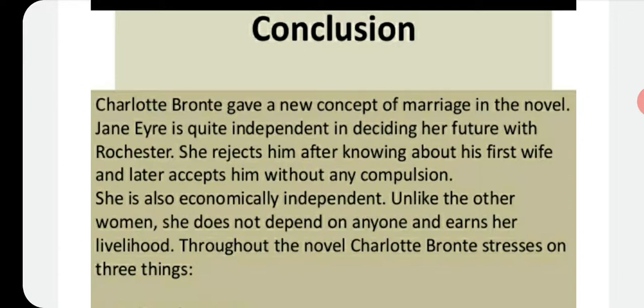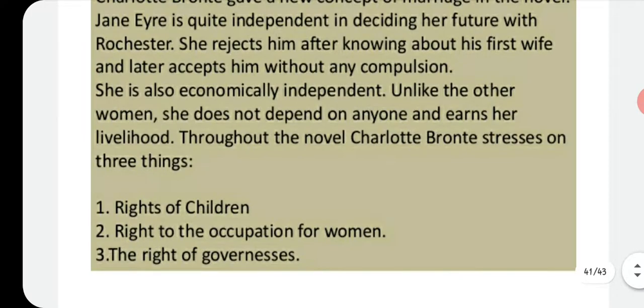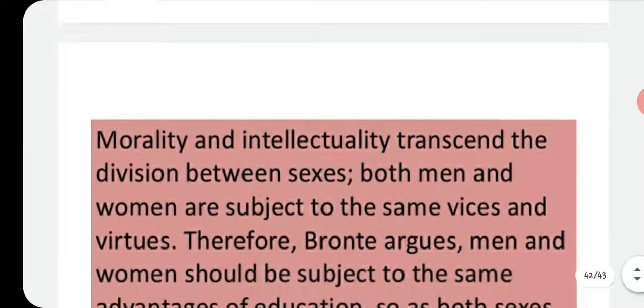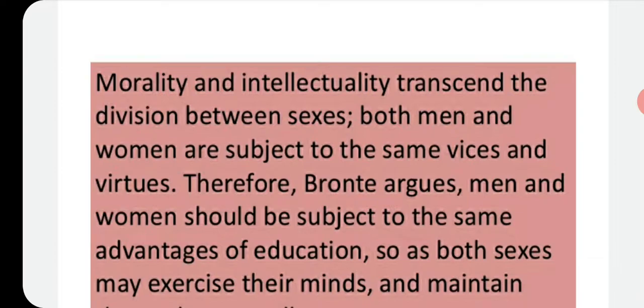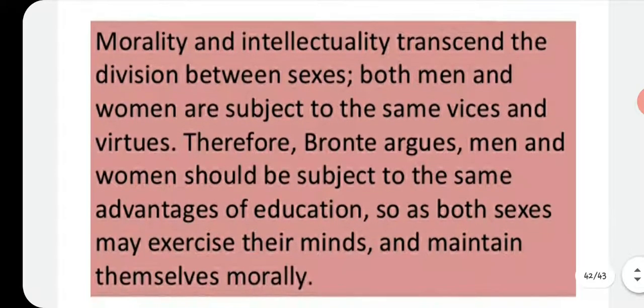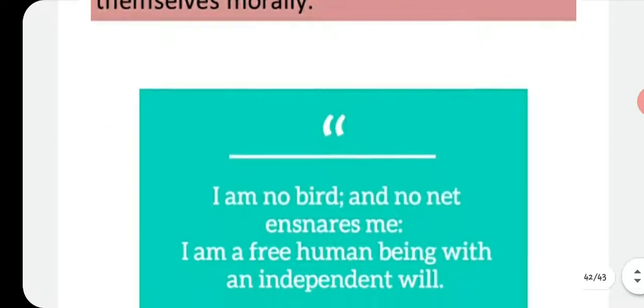Throughout the novel, Charlotte Bronte stresses three things: the rights of children, the right to occupation for women, and the rights of governesses. So, morality and intellectual thought transcend the divisions between the genders. Both men and women are subject to the same vices and virtues. Therefore, Bronte argues that men and women should have the same advantages of education, so that both genders may exercise their minds and maintain themselves morally.